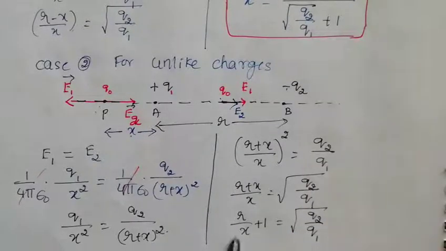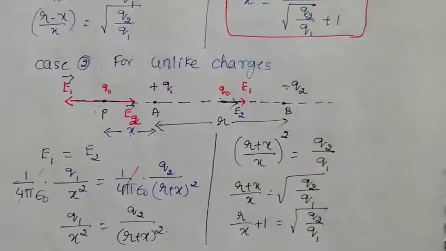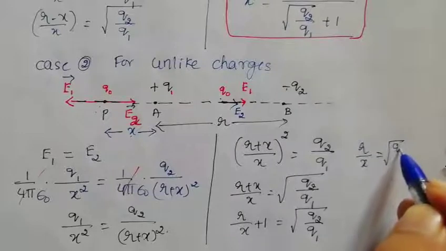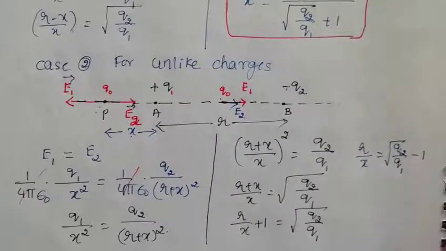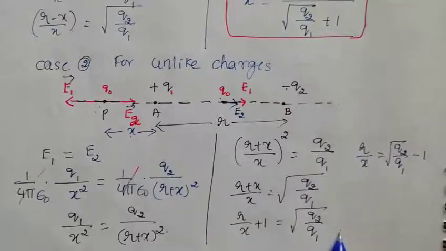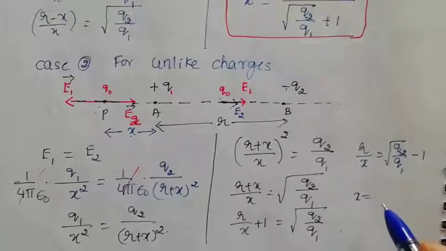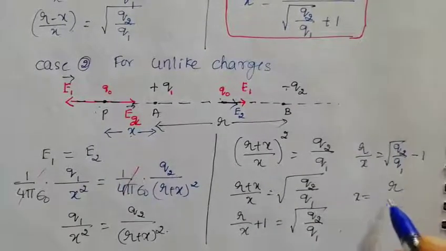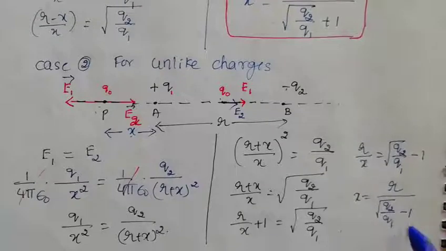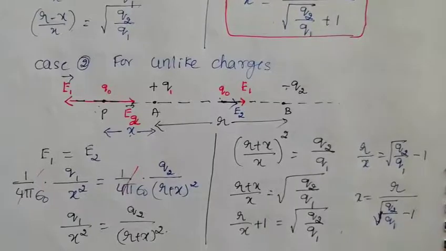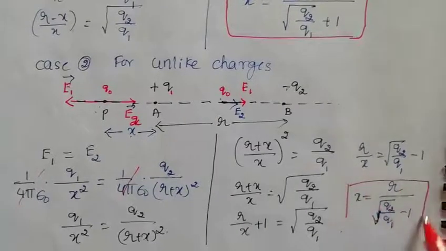Separating the denominator, we can write R by X equal to the square root of Q2 by Q1 minus 1, because the plus 1 goes to the other side as a negative sign. Now we want the X value, so X equals R divided by the square root of Q2 by Q1 minus 1. This minus 1 will not come under the root, you need to remember that.